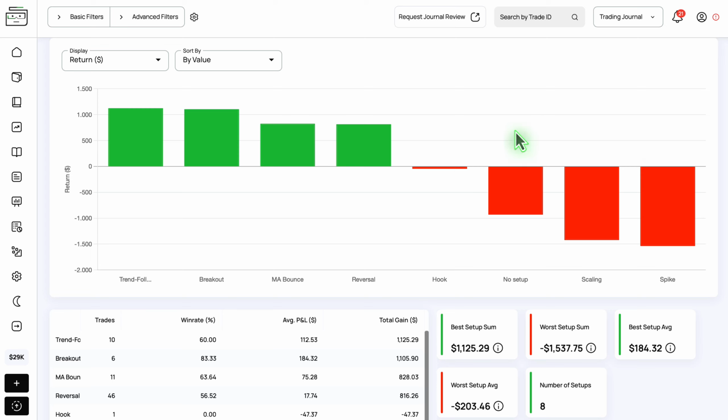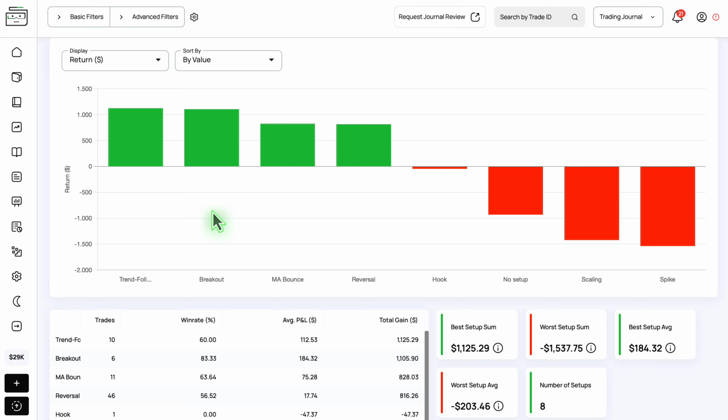Also, when it comes to eliminating setups, typically you want to pay very close attention to the sample size. So when we hover over, for example, the spike, you can see there are only 9 trades so far. Typically, a good sample size starts at 20 to 30 trades minimum. So before you make any drastic changes, wait until a setup has at least 20, ideally 30 trades before you start thinking about eliminating a setup completely.